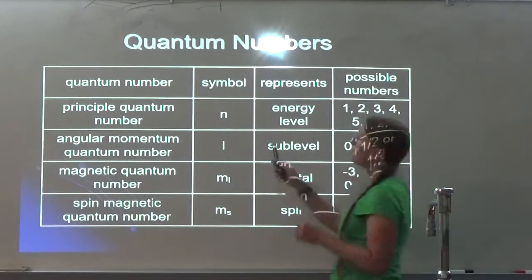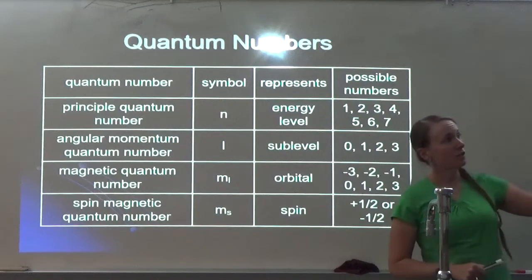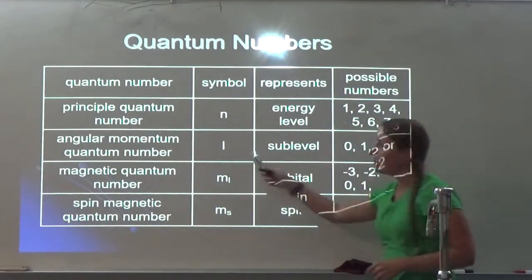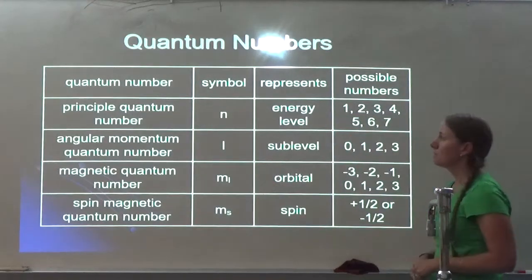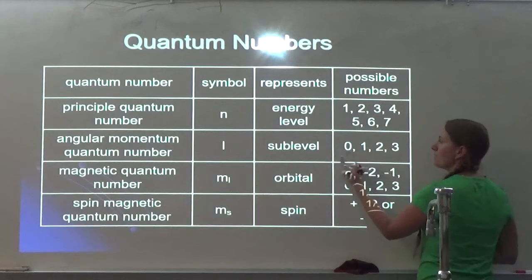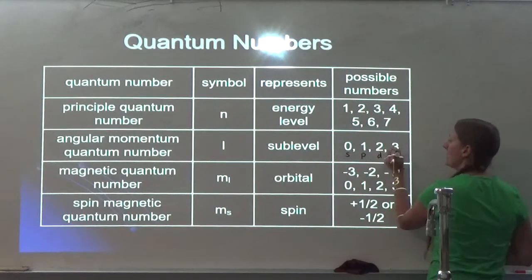So n is the principal quantum number. That lets me know the energy level. Since there's 7 rows on the periodic table, n can be 1 through 7. l is the angular momentum quantum number. That lets me know what sublevel it is. So when we're talking about sublevel, s is 0, p is 1, d is 2, and f is 3.